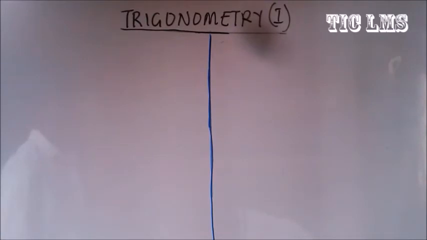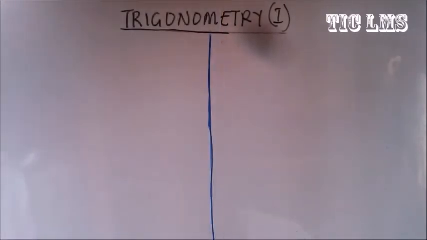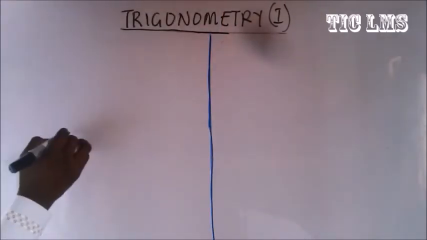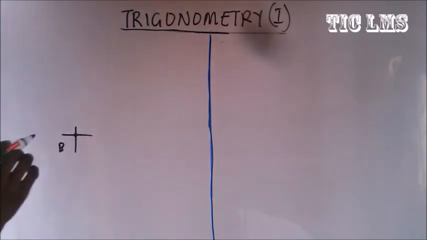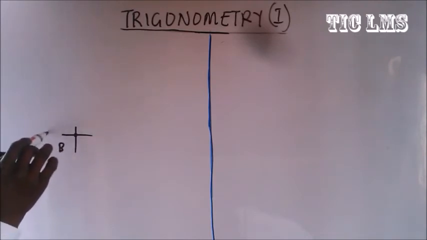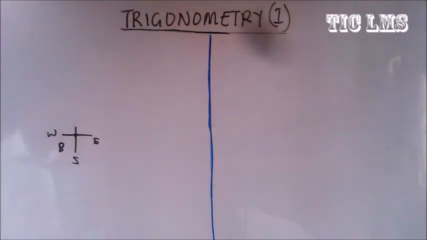Next question says town A is 61 km north and 23 km east of town B. Calculate the bearing of A from B to the nearest 0.1 degree. Now in this question, we're told that we have to take our bearing from town B. So let's take this as our town B and take a cardinal point at town B. Here is the north, here is west, and here is south. Here is east.